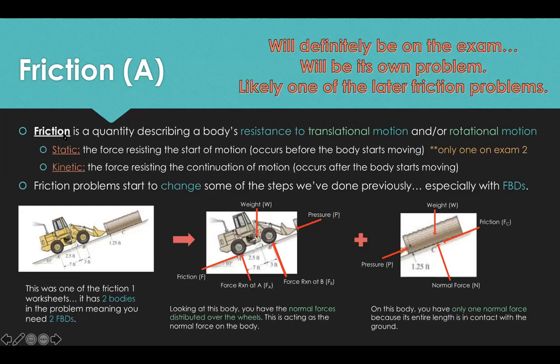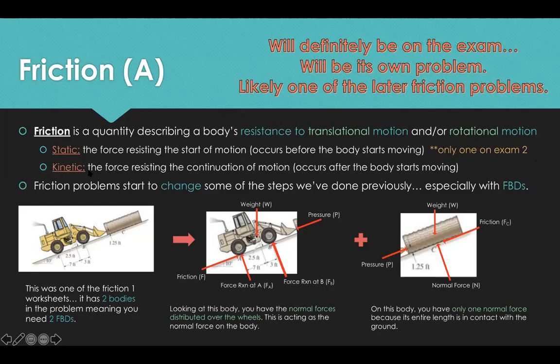Friction is just a value that describes how much a body is resisting the motion that you want to happen, right? So there's 2 different types of motion. There's translation and rotational, which is essentially just sliding and tipping, right? Which is why you have to test both conditions.